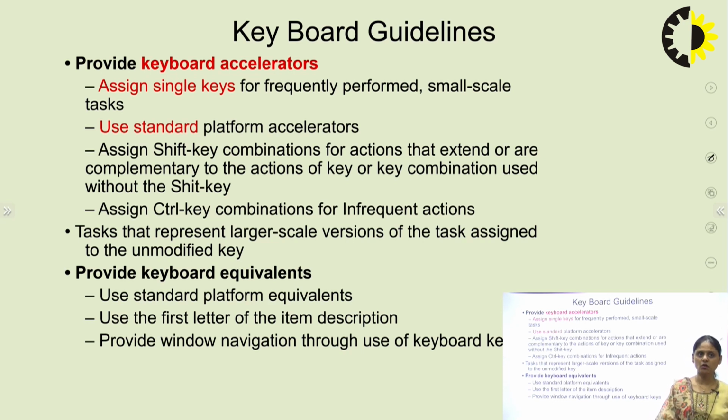Assign shift key combinations for frequent actions, and provide control key combinations for infrequent actions, because the shift key and the letter key are adjacent to each other, but the control key and the letter key are many times apart and require another hand. All these conventions are followed whenever we go for the keyboard. Keyboard equivalents and standard platform equivalents are provided. Use the first letter of the item description. We can do window navigation through the use of keyboard keys. So all these shortcuts and things we can perform through the keyboard.